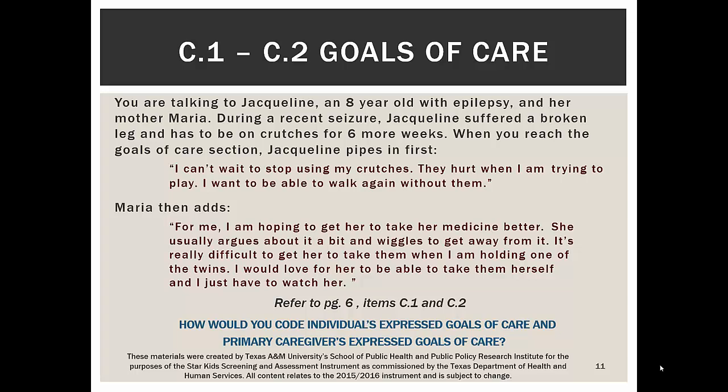Maria, her mother, then adds, for me, I'm hoping to get her to take her medications better. She usually argues about it a bit and wiggles to get away from it. It's really difficult to get her to take them when I'm holding one of the twins. I would love for her to be able to take them herself, and I just have to watch her. So how would you code the individual's expressed goals of care and the primary caregiver's expressed goals of care?